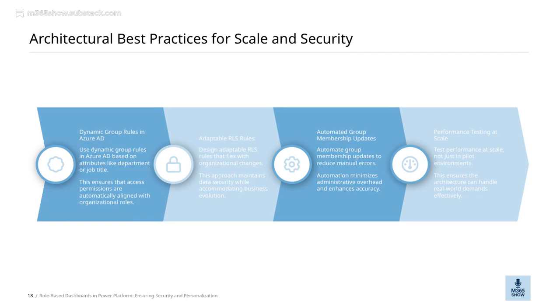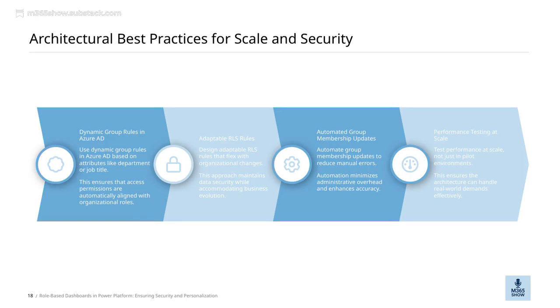Next, automating group membership updates plays a vital role. By automating these processes, we minimize manual errors and reduce administrative workload. Automation helps keep our security groups accurate and up to date, which is essential for maintaining security and efficiency. Another important aspect is designing adaptable RLS, or row-level security, rules. These should be flexible enough to evolve with our organization. By doing so, we preserve data security while allowing our security rules to adapt as business needs change over time.